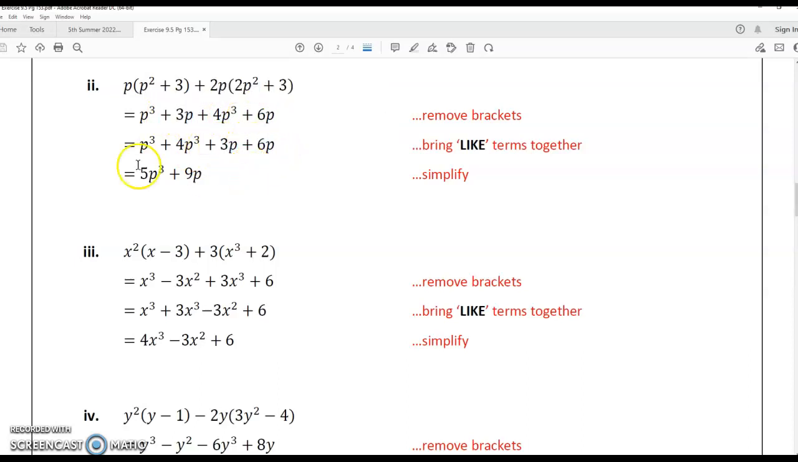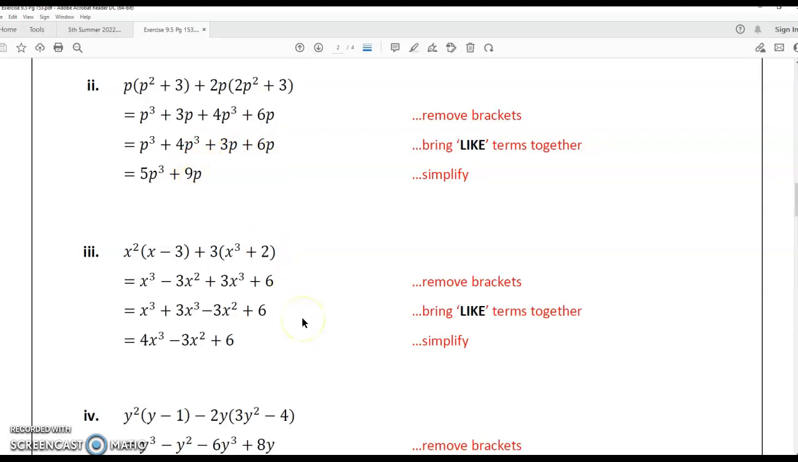So now we tidy up and we say, well, 1p cubed plus 4p cubed. So you work with the numbers in front now here, and you've got a 4 and a 1 giving you 5p cubed. And you've a plus 3p plus 6p. 3 and 6 is 9, so 9p. And that's that finished with.